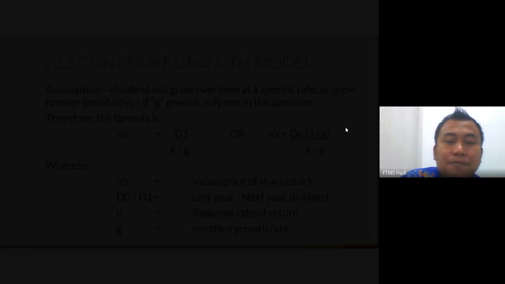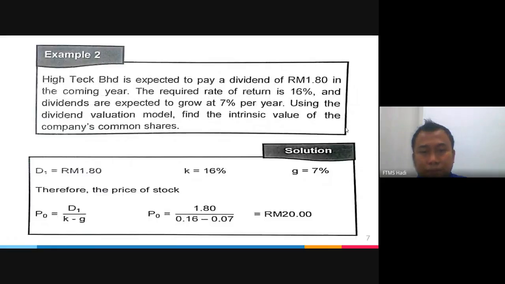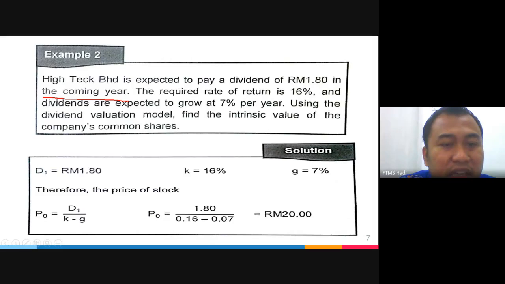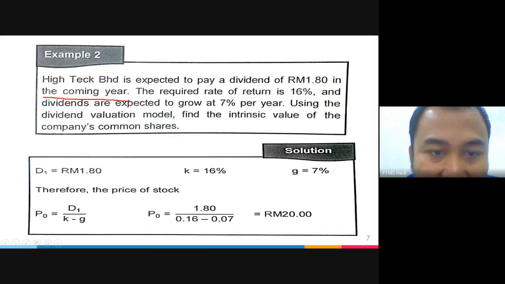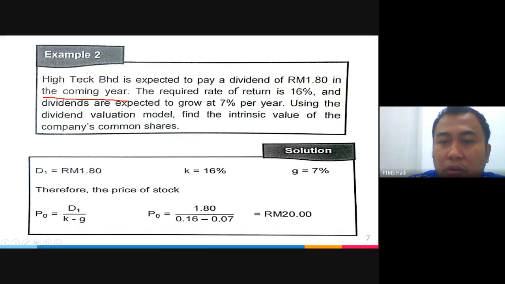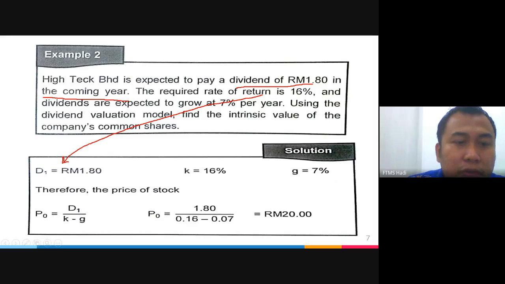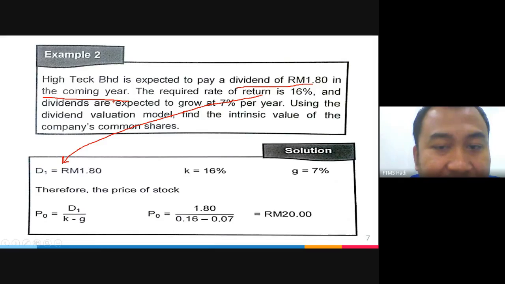But let's see example 2. High-Tech Berhad is expected to pay a dividend of RM1.80 in the coming year. You see the words coming year. The coming year refers to the next year, which is year 1. So the dividend of RM1.80 refers to D1, because the coming year refers to the next year.